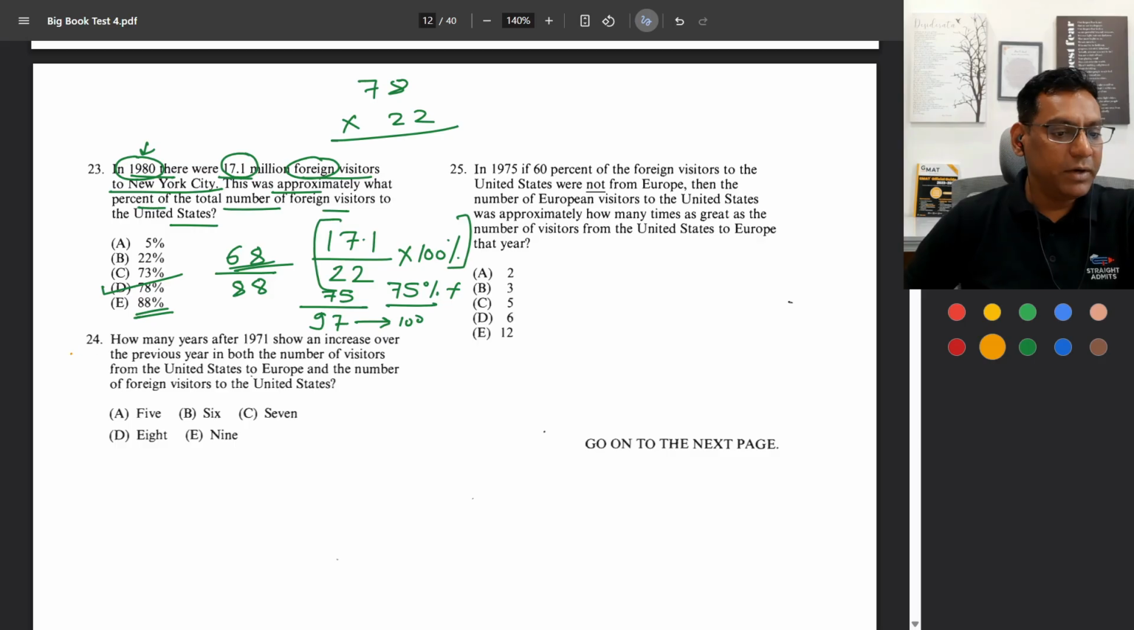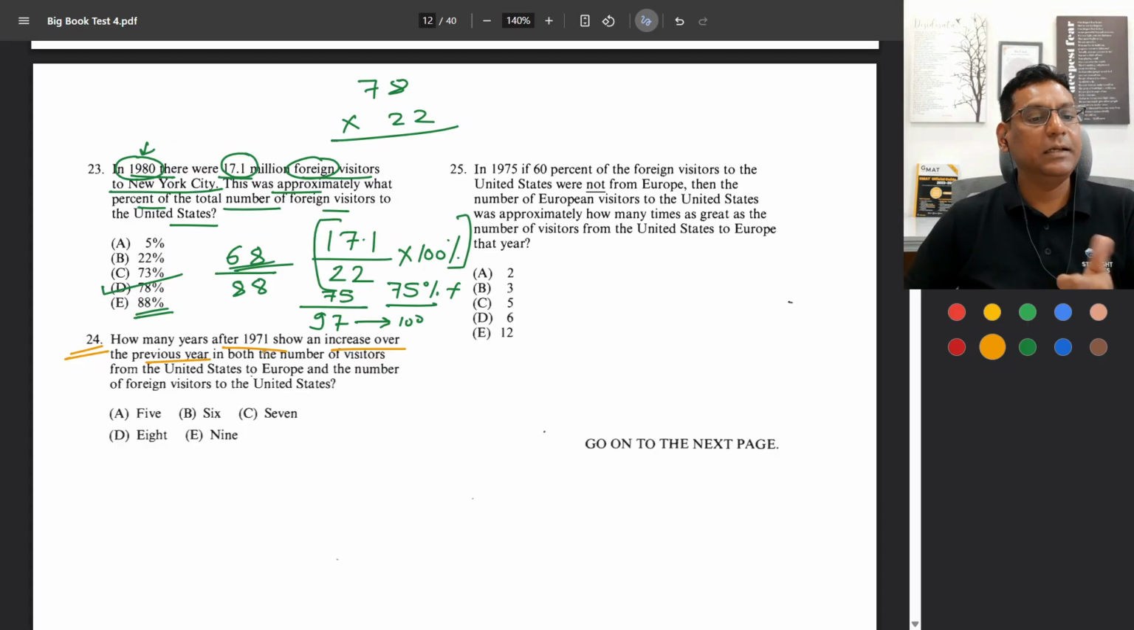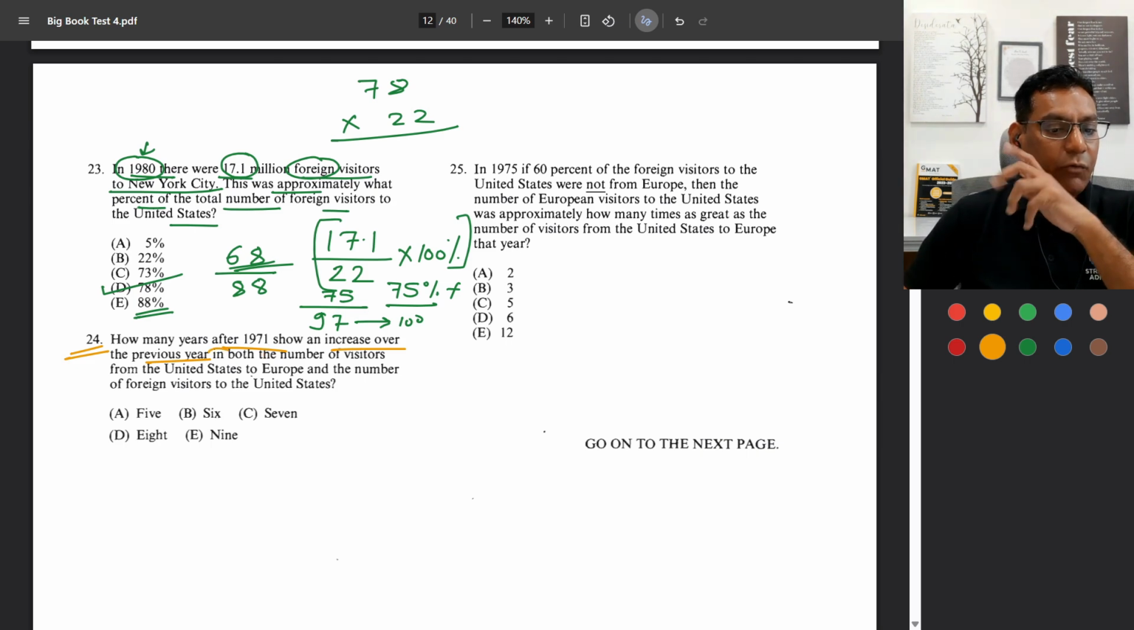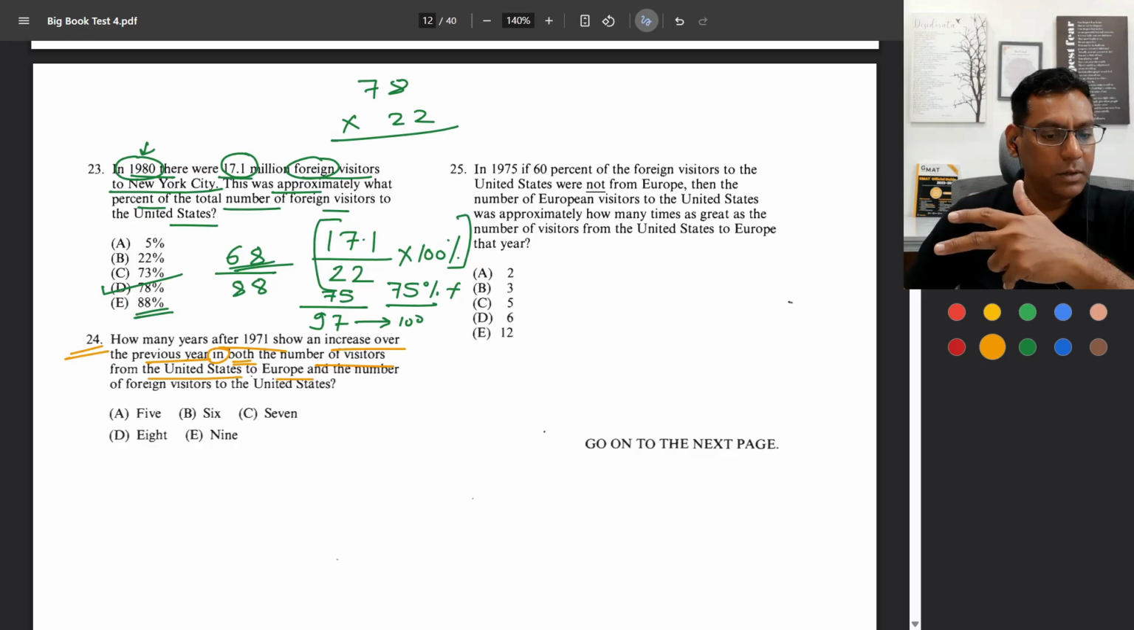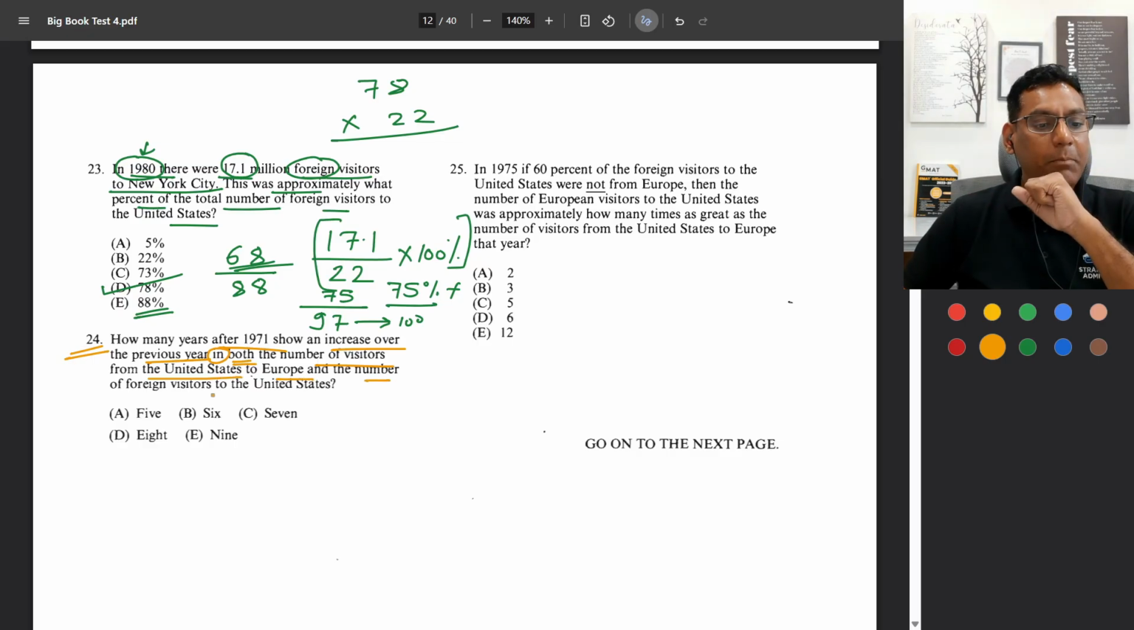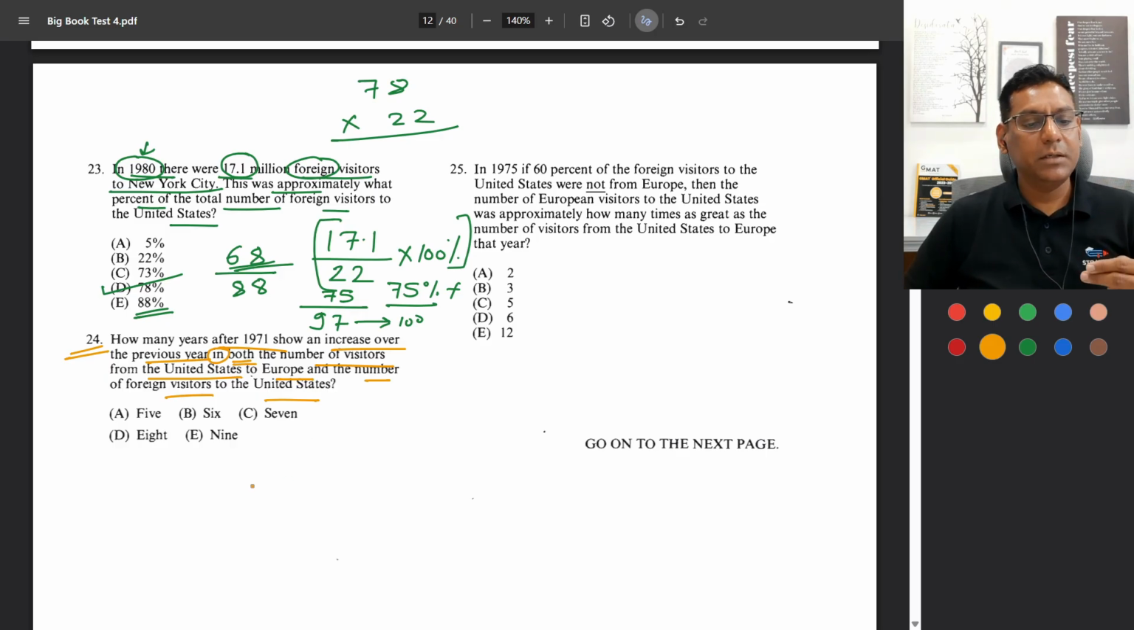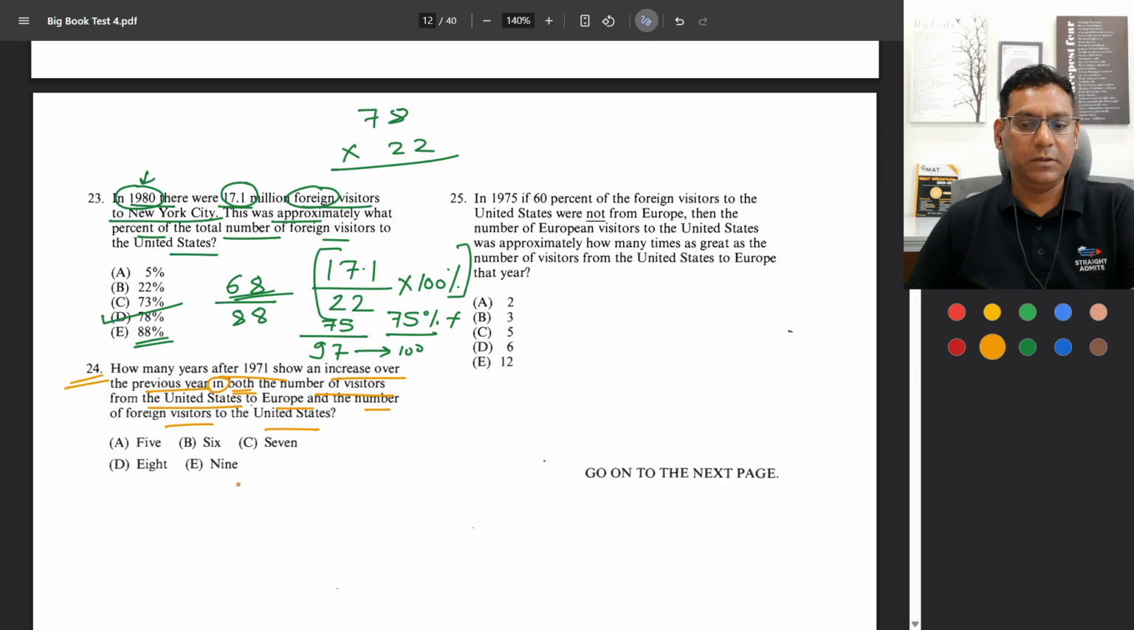Okay, let's look at 24. How many years after 1971 show an increase over the previous year? Okay, so 71, 72, is there an increase? How many such years was there an increase? In both the number of visitors from US to Europe, that is the first graph, and number of foreign visitors to the US. Okay, so basically they are saying in how many years was there an increase in both the graphs.